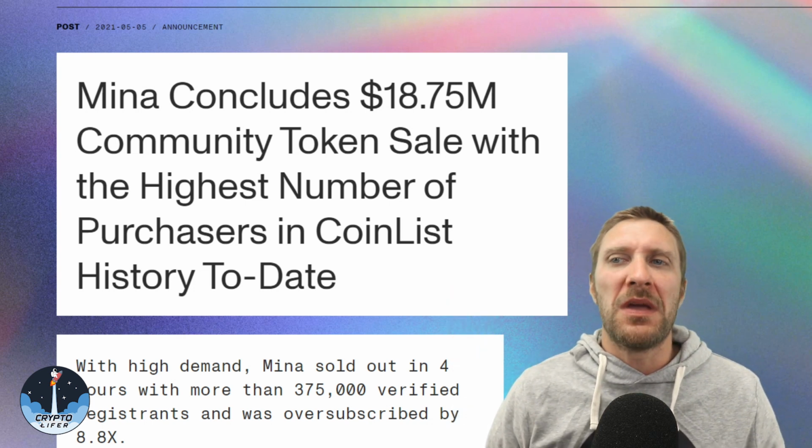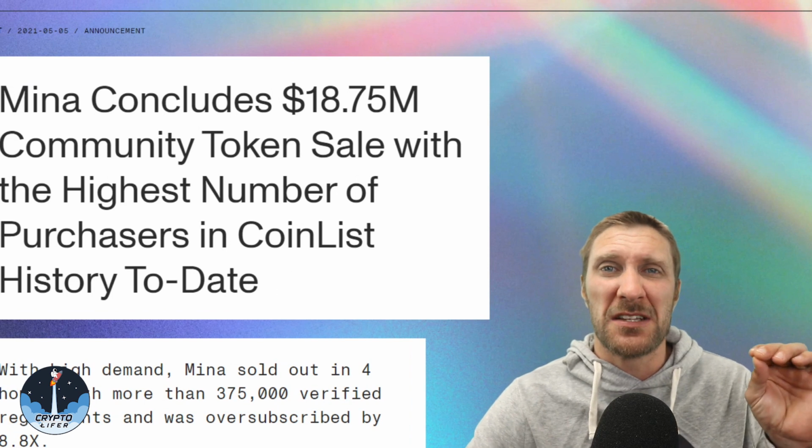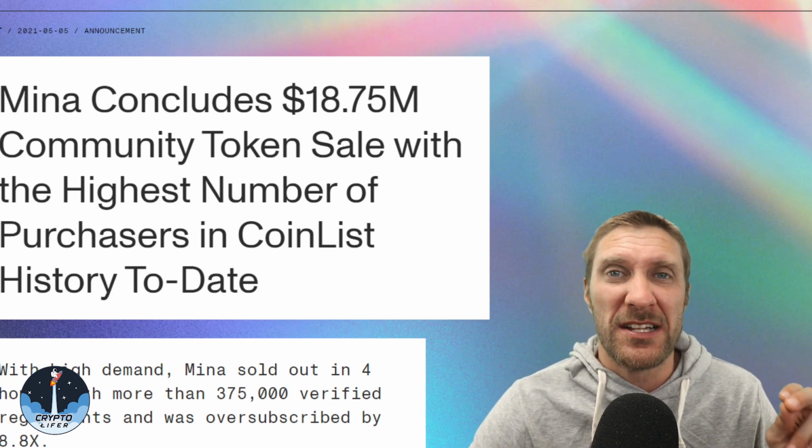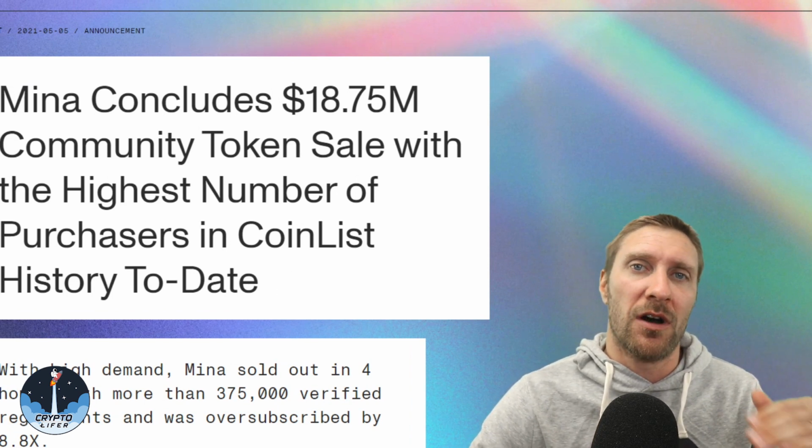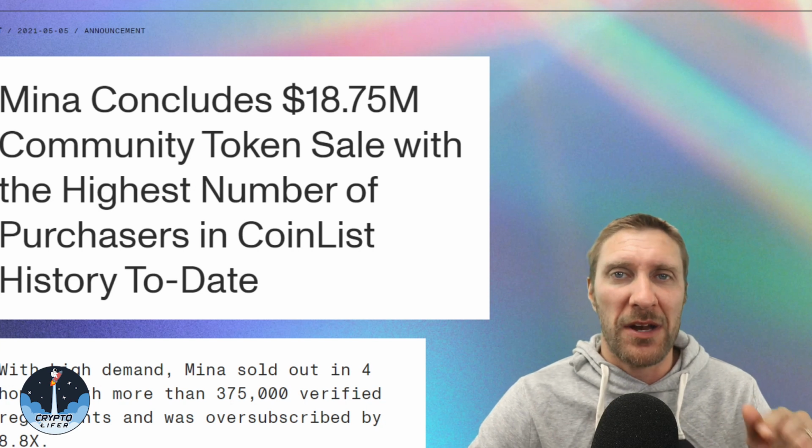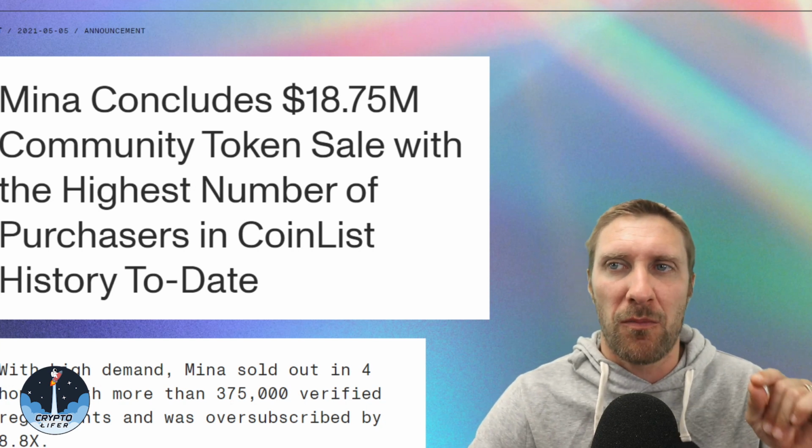But we're going to take a look at Mina on the chart. I'm going to show you why I think Mina is a buy right now and why it might even be retesting a certain key area of support. So stay tuned for that. I'm going to get into the technical analysis of Mina Protocol as well.